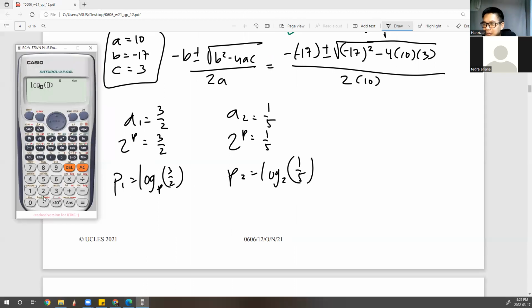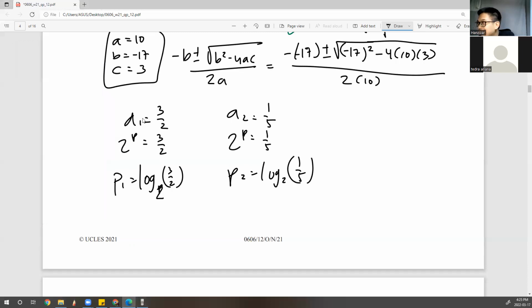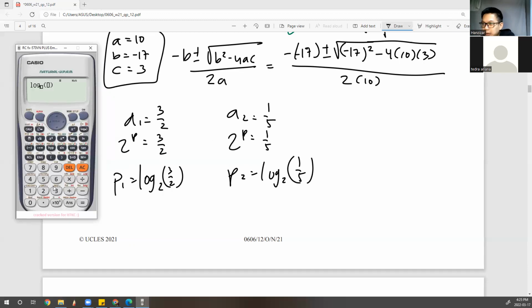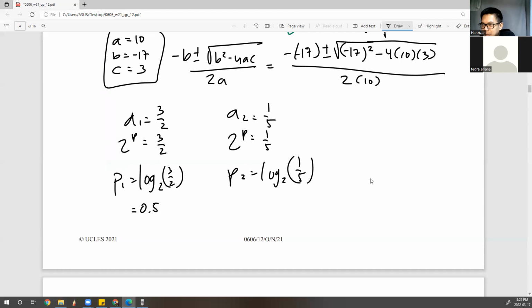Log 2, not log p, I'm sorry. We are finding the p. Log 2 of 3 over 2, log 2 of 1.5, yeah, I make it fast. It's 0.585, to 3 decimal places or 3 significant figures for the rules. Okay, it's the agreement, 0.585. This is the first answer.